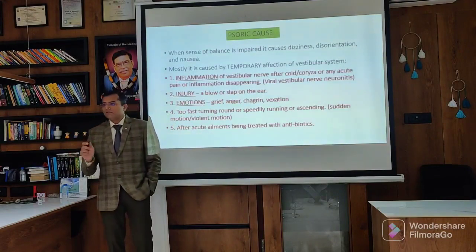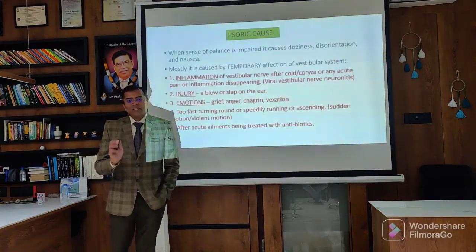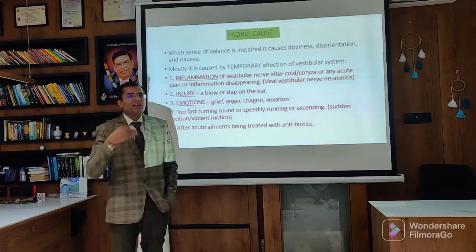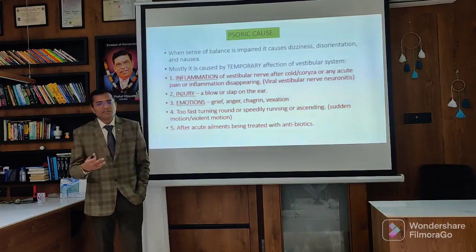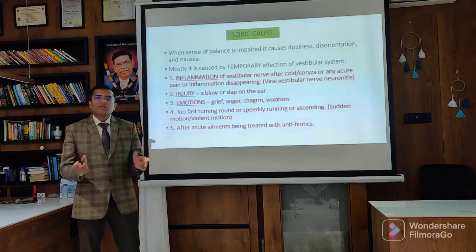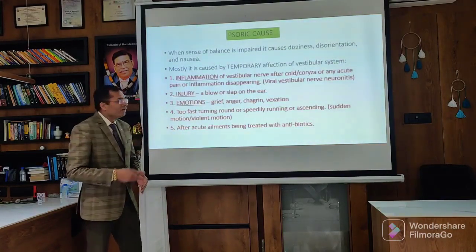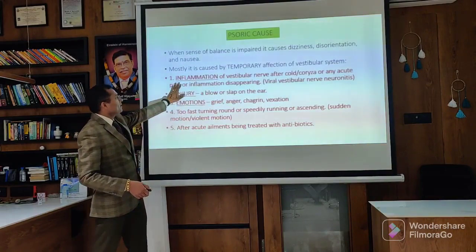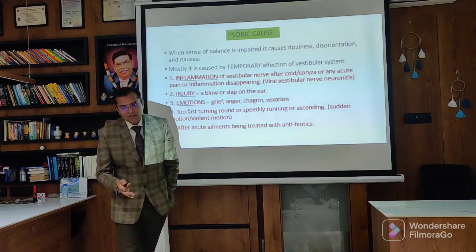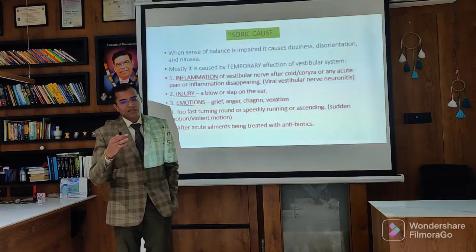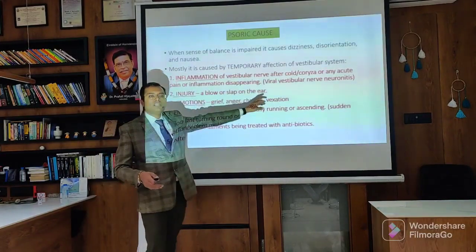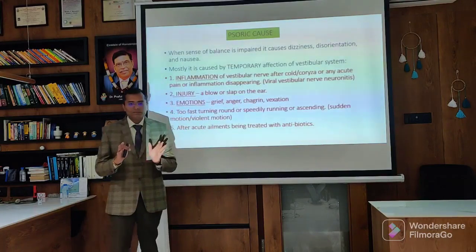Sir always says, if there is inflammation, there is a psora. So when the sense of balance is impaired, it causes dizziness, disorientation, and another symptom called nausea. The autonomic nervous system is active, and mostly it is caused by temporary affections of one of the systems called the vestibular system. Now what happens in the vestibular system? If the vestibular nerve has inflammation, mostly due to cold, coryza or any pain or acute disappearing inflammations, in that case we say viral vestibular neuronitis, one of the commonest causes.